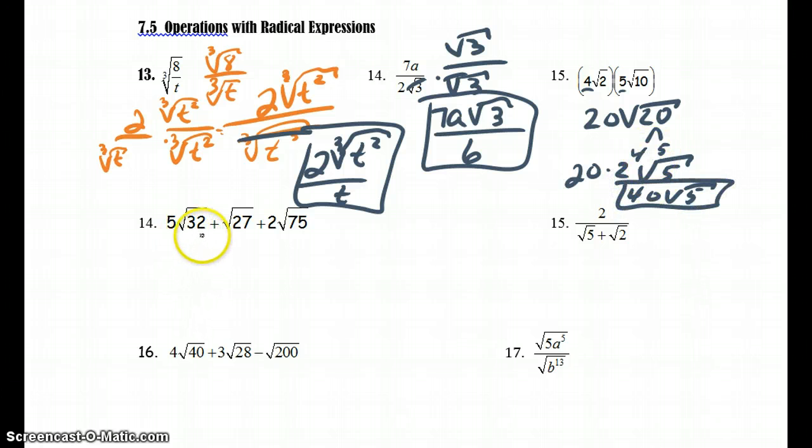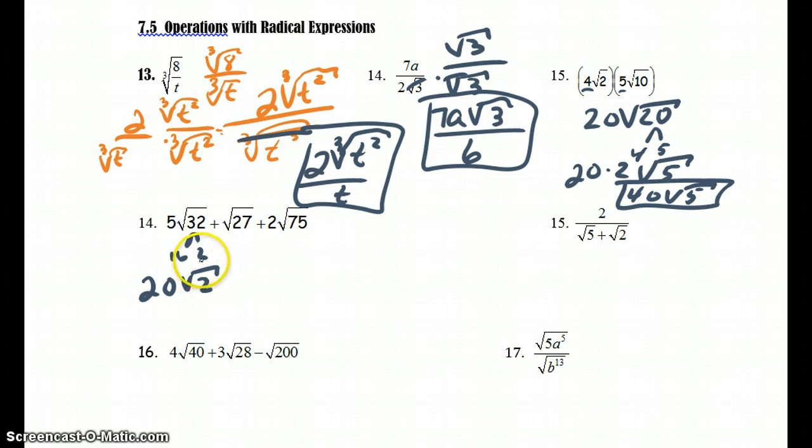On the next couple of problems, we can only combine things that have the same thing under the square root. So in this case, we want to simplify everything down and then combine our like terms. I'm going to break 32 down into 16 times 2. So I end up pulling a 4 out and doing 4 times 5 is 20, and a square root of 2 is still on the inside.